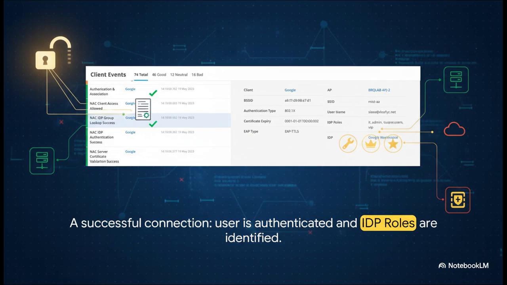And here is what success looks like on the other side. This is a log file. It shows the user connected, their certificate was checked and validated, and the system instantly recognized their roles. Look, you can see admin and VIP right there. And based on that trusted identity, the network automatically gives them exactly the access they're supposed to have and not an inch more. It's beautiful.